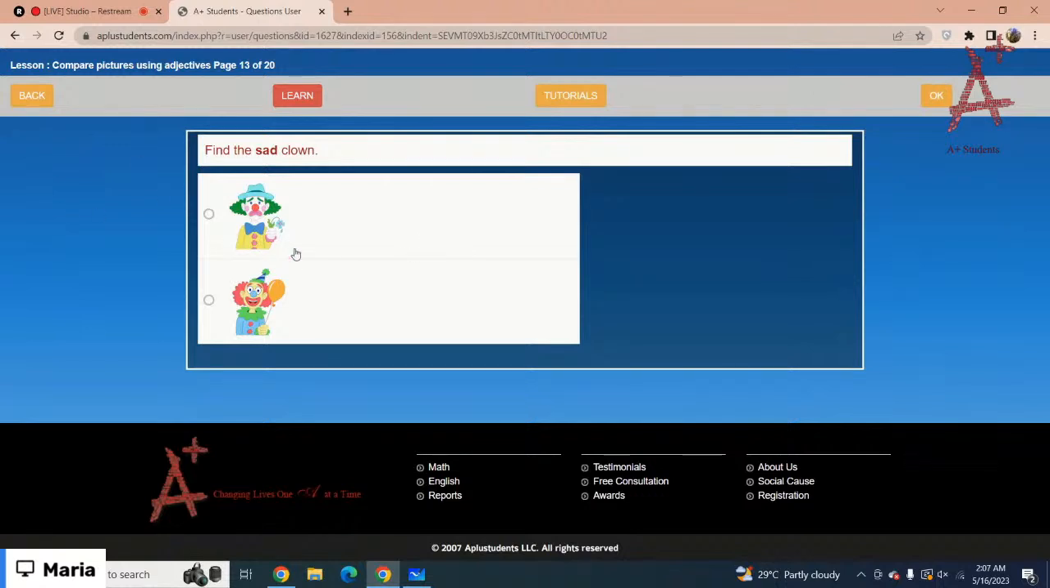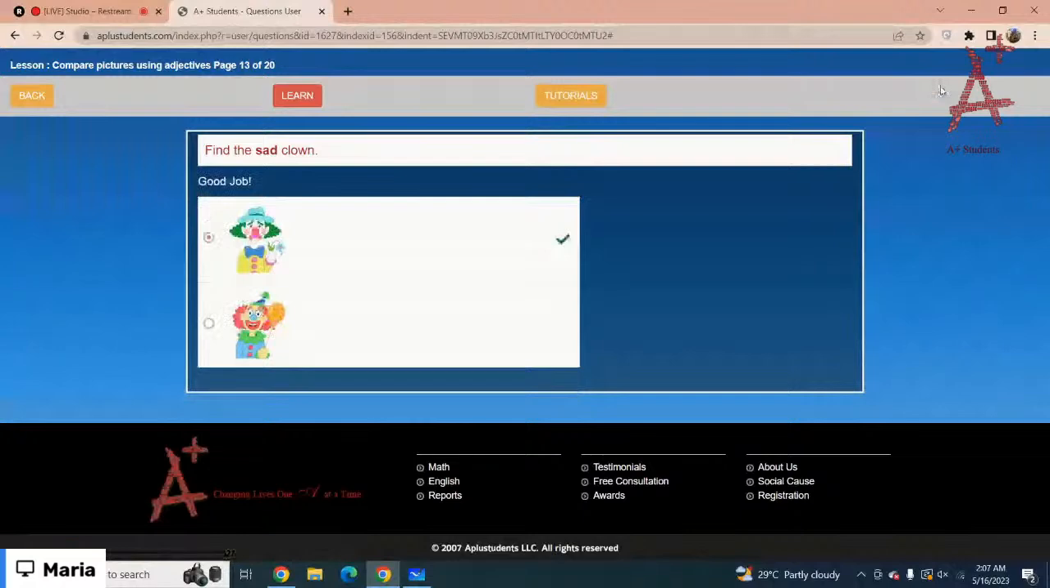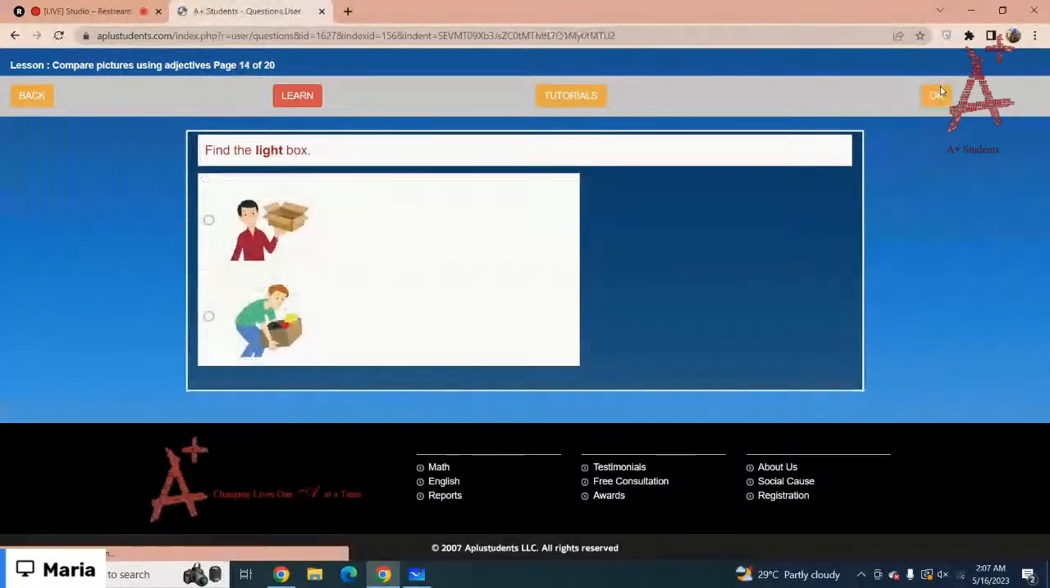Option one is sad. Find the light box. Which box is light? One or two? The one that is empty. Got it. The second one is the heavy.